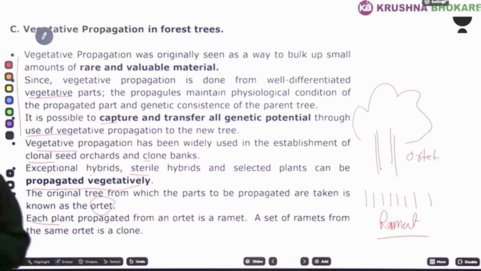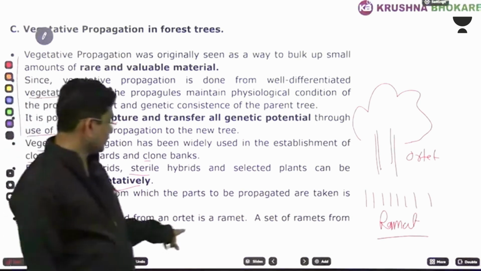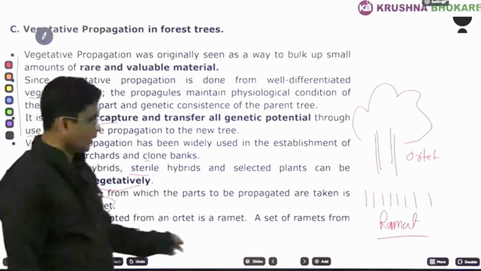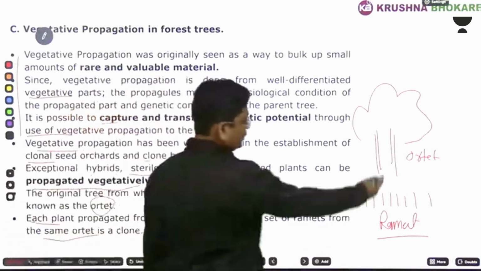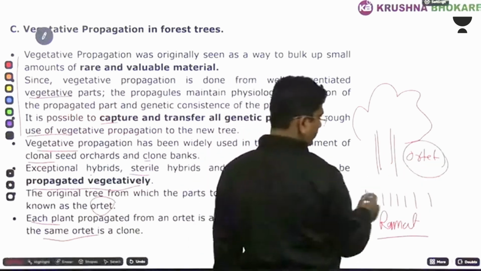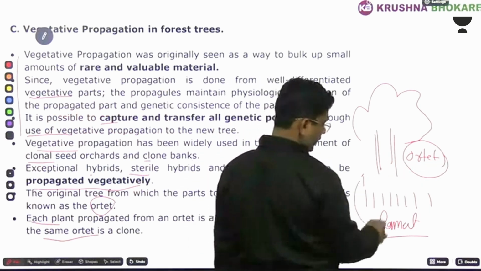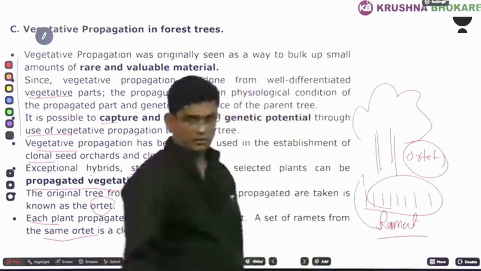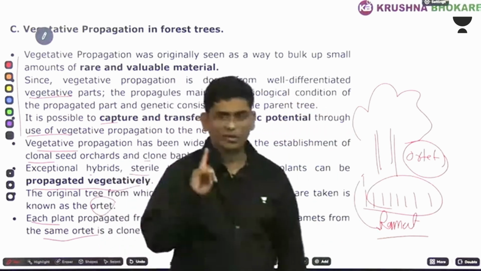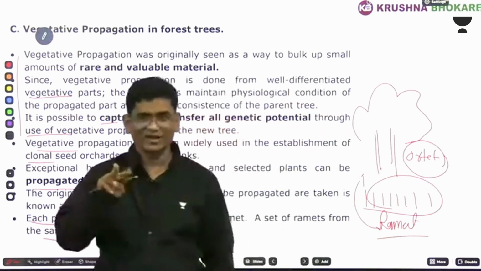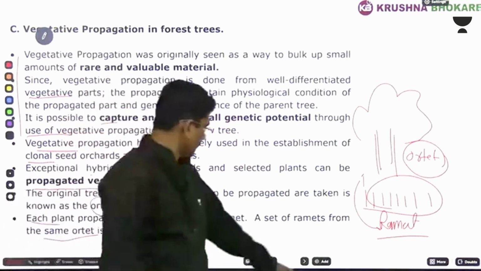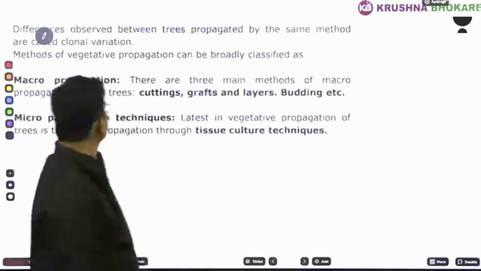At the cell level, they are clones, right? So each plant propagated from the ortet is the ramet. A set of ramets from the same ortet is called a clone. This single plant is an ortet, this single one is a ramet, and all together are called clones. Clone is never one. Clone means there should be at least two.